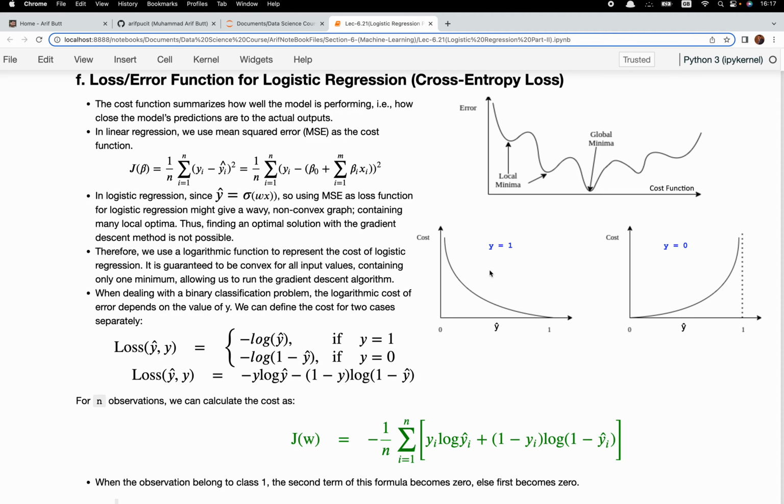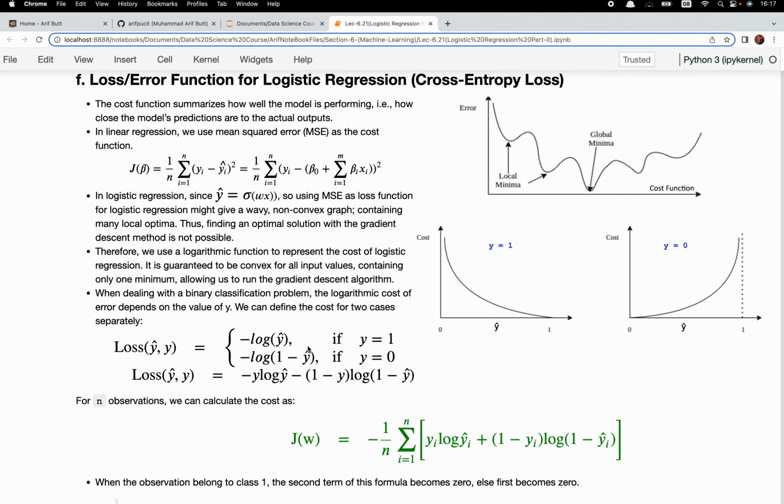Well, this left graph is for y equals 1, which shows that the cost approaches 0 when y hat approaches 1. So over here we have the cost as 0. Similarly, this right graph is for y equals 0, which shows that the cost approaches 0 when y hat approaches 0. I hope this makes sense to you all.